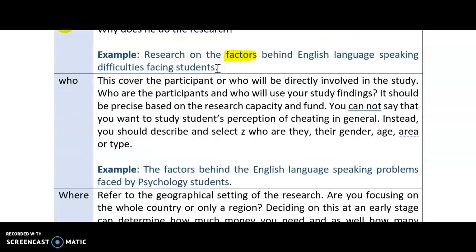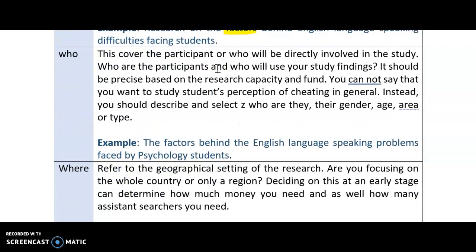And then, who are your participants? Again, you cannot really address all. So you have to decide, in case it's students, and then you have to tell us who they are. It could be the gender, the age, the area or the type. So it's very important to tell us who the participants are and who will also make use of your study findings.